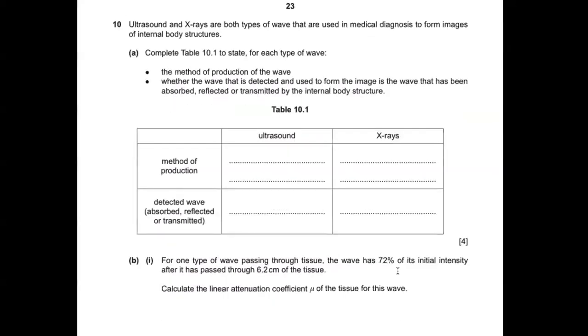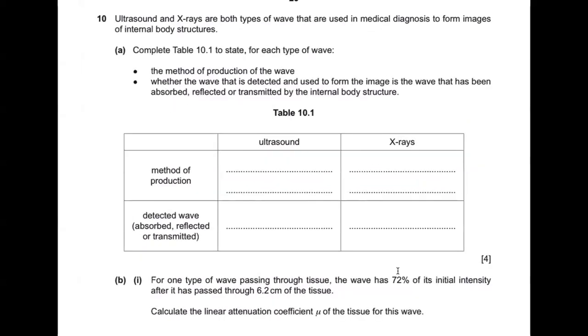Last one is on medical. Ultrasound and X-rays are both types of wave that are used in medical diagnosis to form images of internal body structures. Complete 10.1 to state for each type of wave the method of production and whether the wave that is detected and used to form the image is the wave that has been absorbed, reflected, or transmitted.